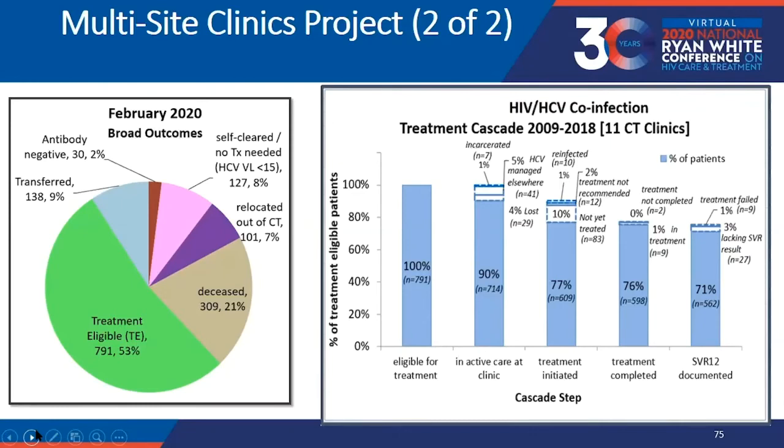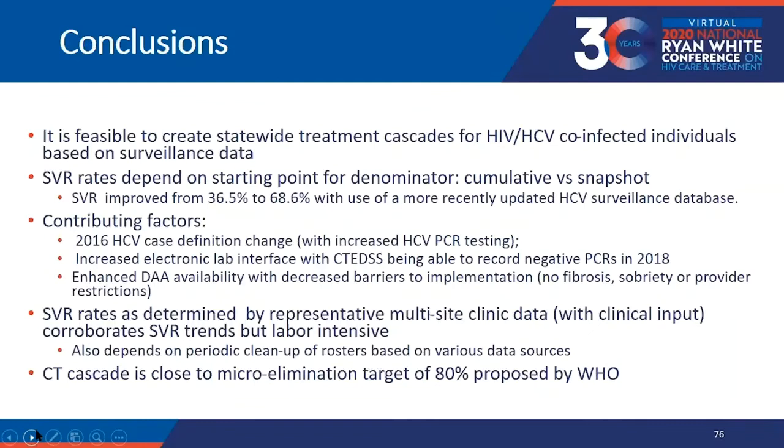Next slide. So just to conclude, our experience over the past 2.5 years or so working in the state of Connecticut is that it is feasible to create statewide treatment cascades for co-infected individuals based on surveillance data. Our SVR rates are really dependent on what our starting point for the denominator is. Is it a cumulative look at everyone who looks like they've been co-infected, versus a snapshot look of people who are co-infected but are residing in the state more recently? So by changing these denominators, our SVR rates improved on paper from 36.5% to about 68.6%.